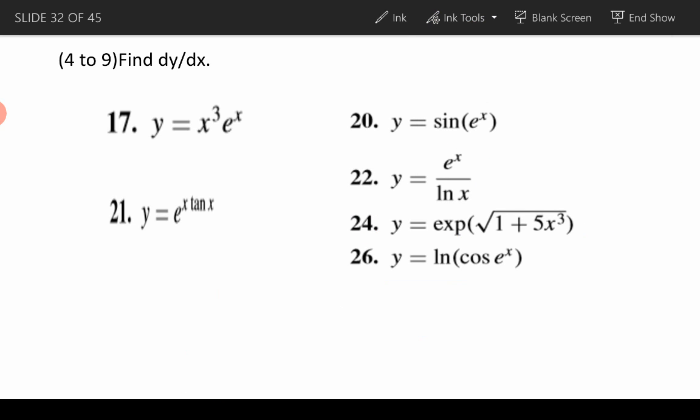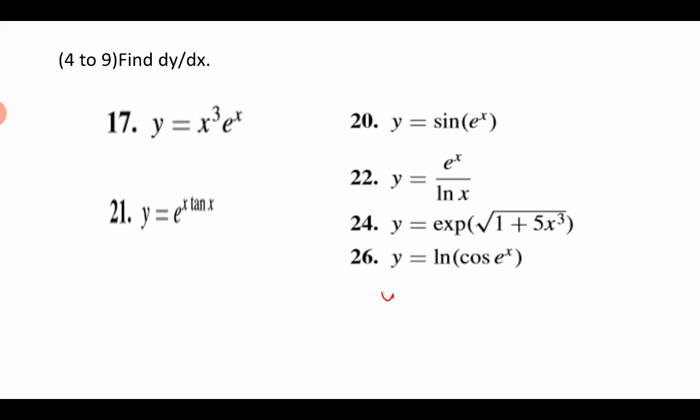You want me to try? Y prime for 26. When you differentiate ln, it will be 1 over cosine e power x, and then differentiate cosine and e power using the product rule. No, it is one function, cosine of e power x. Okay, this is one term, not cosine x into e power x. It is cosine of e power x. So when you differentiate cosine, it will be negative sine e power x, and then again differentiate e power x, it will be e power x.